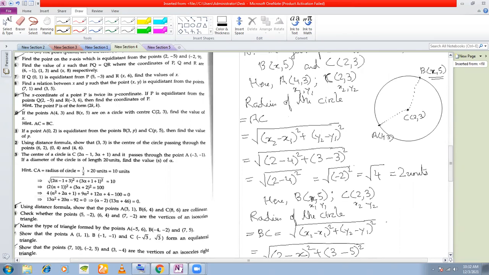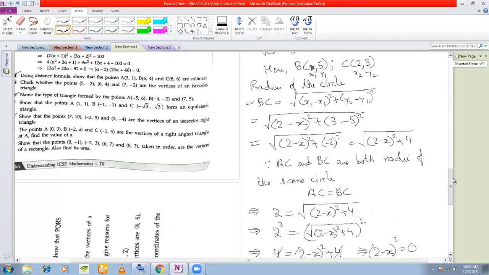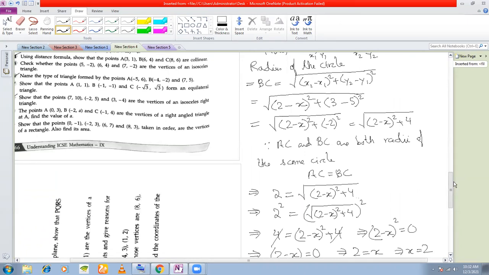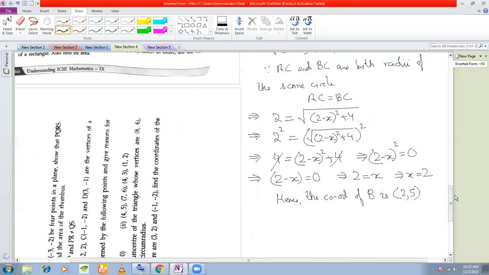Sir, where has the square gone? Which square? The (2 minus x) square. If (2 minus x) square is equal to 0, that means 2 minus x must also be equal to the square root of 0, which is equal to 0, right? Clear? Yes, sir. Okay. So that is why 2 minus x is equal to 0. Fine.